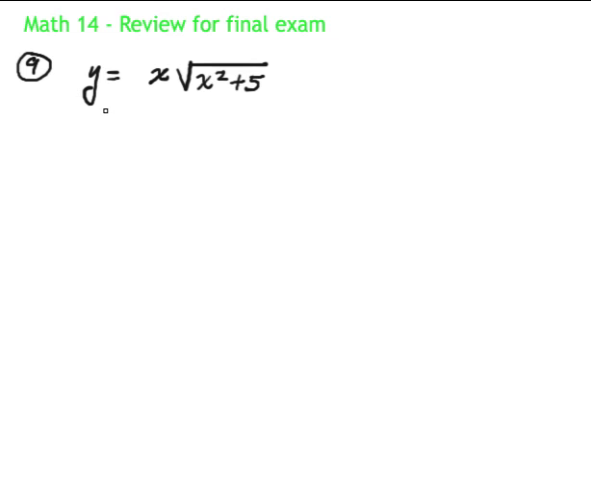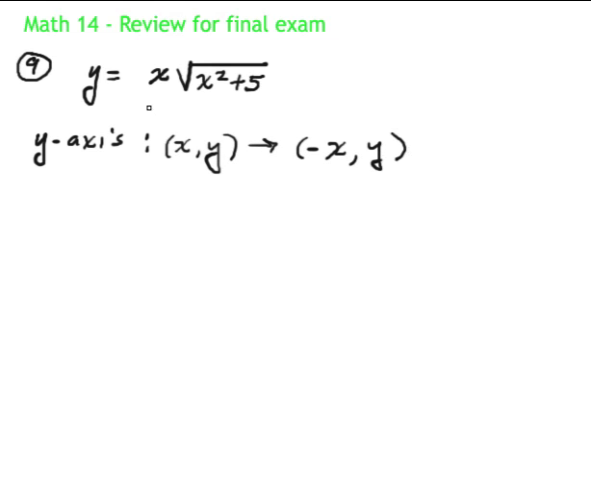In number 9, we want to test for symmetries of the graph of y equal x times the square root of x squared plus 5. All right, so let's just review the various symmetries and how to test for them. So first, symmetry with respect to the y-axis. If we replace x, or we can say replace (x, y) with (minus x, y), and the equation remains the same, then we have symmetry with respect to the y-axis.